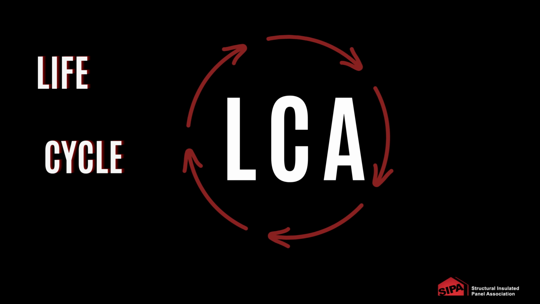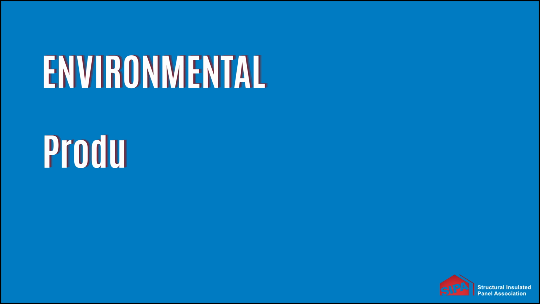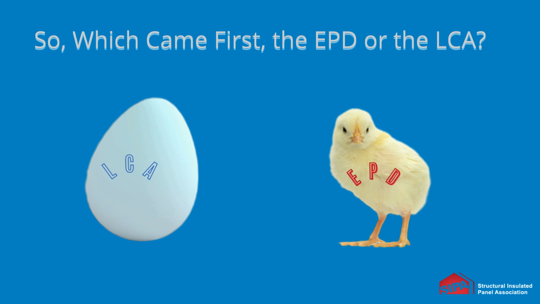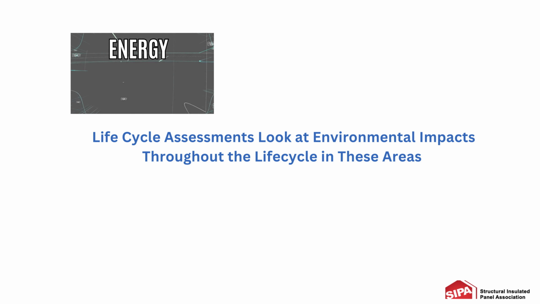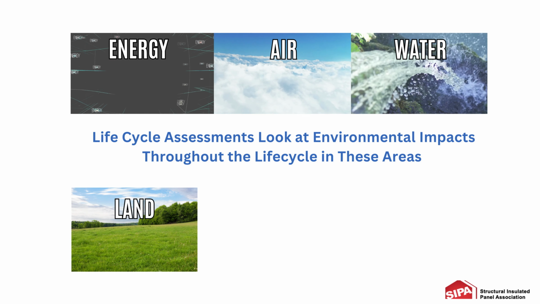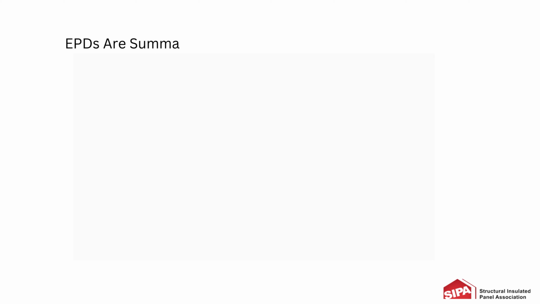LCA stands for Life Cycle Assessment. EPD stands for Environmental Product Declaration. So which came first, the EPD or the LCA? The LCA came first. A life cycle assessment looks at these impact areas: energy, air, water, land, health, and ecology.